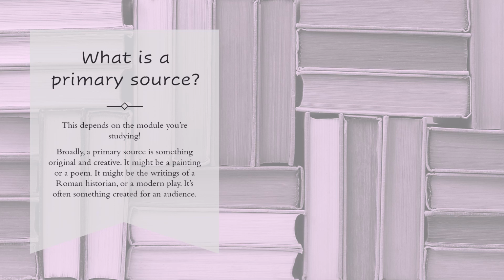It might be a painting or a poem. It might be the writings of a Roman historian or a modern play. It's often something created for an audience. It doesn't matter whether it's ancient or modern. It can still be primary.